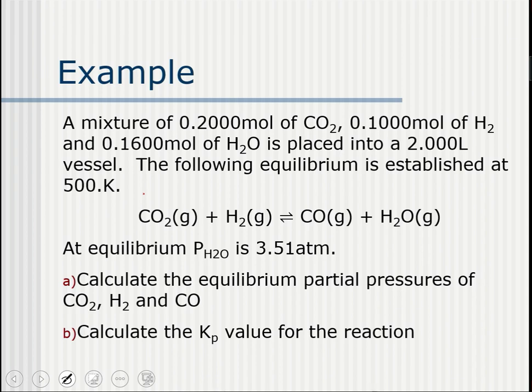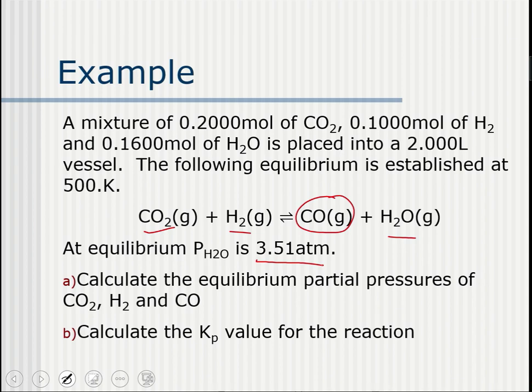Okay, so we are going to take a mixture of carbon dioxide, hydrogen, and water and put them into a container. Now notice, here's the equilibrium that's going to take place, and we're going to add carbon dioxide, we're going to add hydrogen, and we're going to add water. And we're not going to add any carbon monoxide. I want to make sure that's clear. We're going to add some number of moles to each one of these. And then the last thing that it gave you as far as the equilibrium goes is that when the equilibrium is established, it kicks in, and when we're done, the new pressure of the water is 3.5 atmospheres.